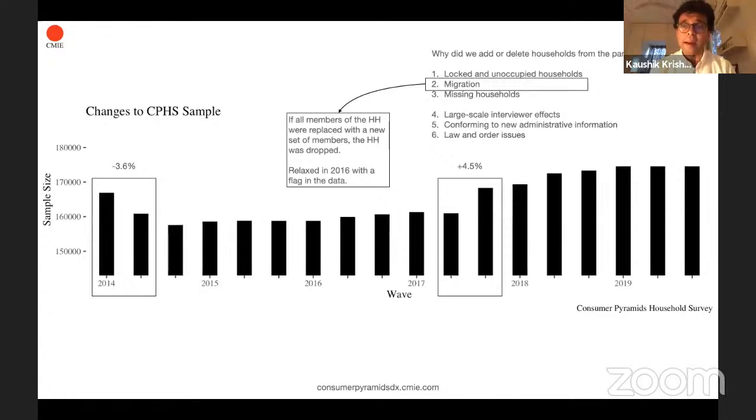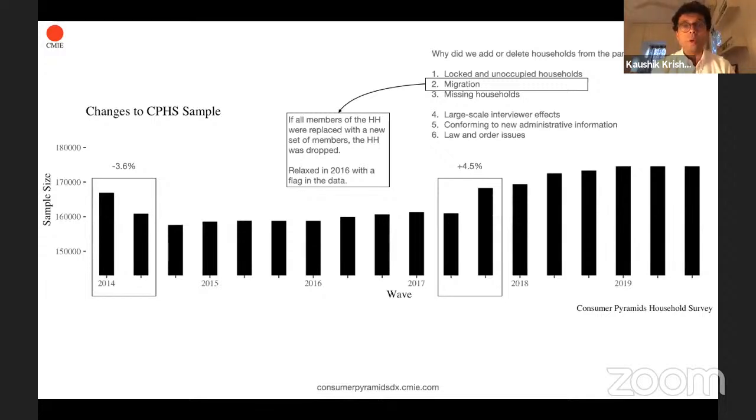Then there's another class of issues that can lead to changes in the sample size. If all the members of the household are suddenly replaced with a new set of members, then it used to be the case that that household was dropped in CPHS. In 2016, we relaxed this. We said, we are a survey of households. We are not a survey of families. And so we will survey anybody that's in that household.